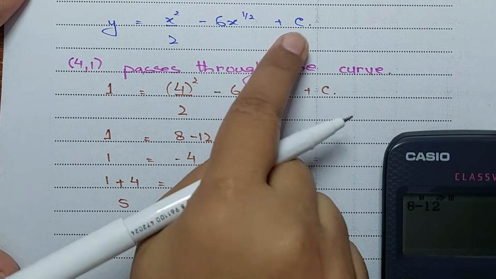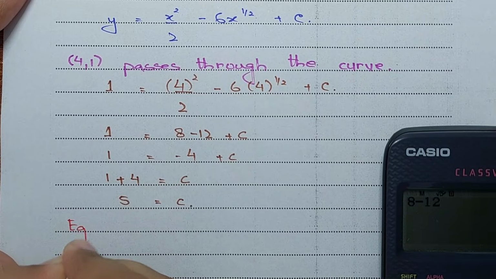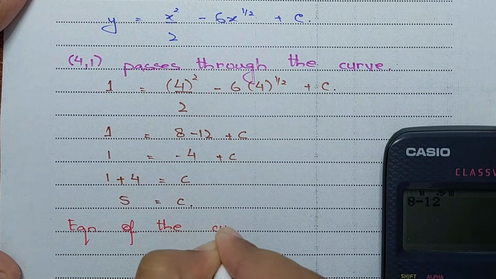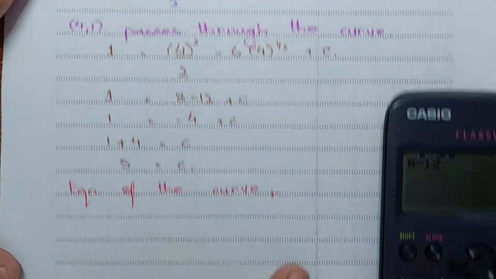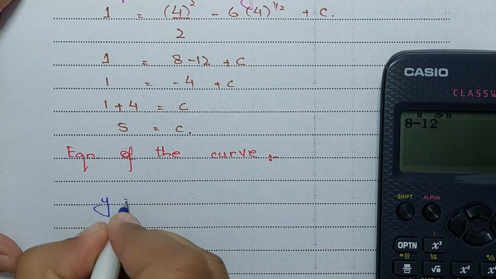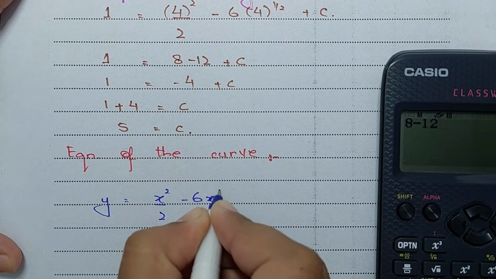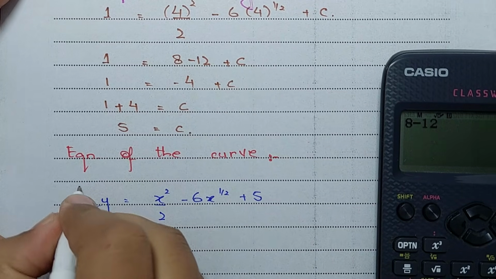Just substitute this c value of 5 and you will get the equation of the curve. The equation of the curve is y equals x squared divided by 2 minus 6x to the power 1/2 plus 5. That is the equation of the curve.